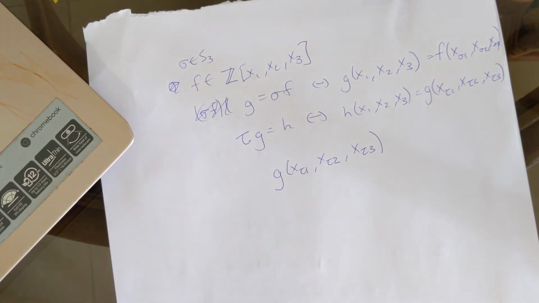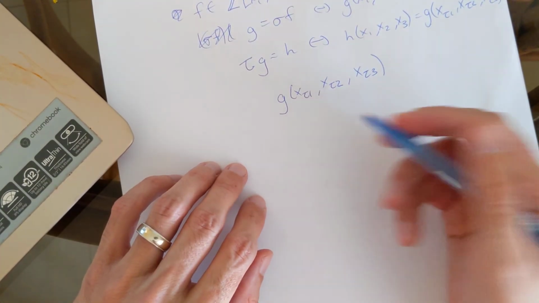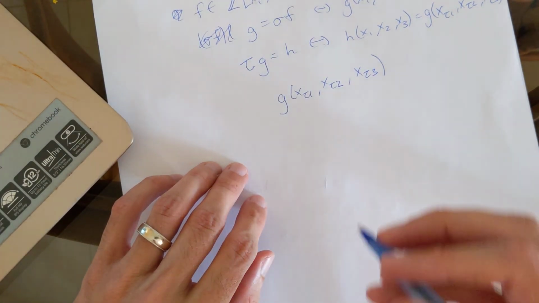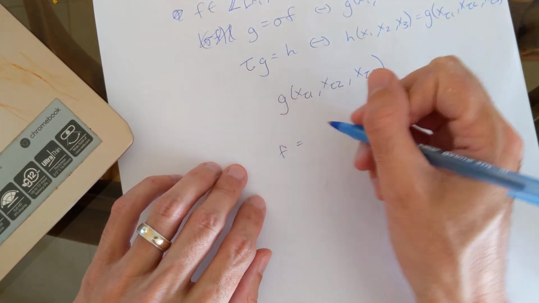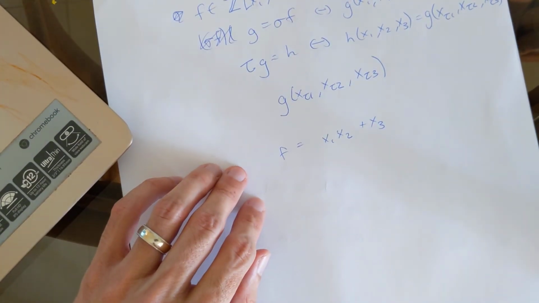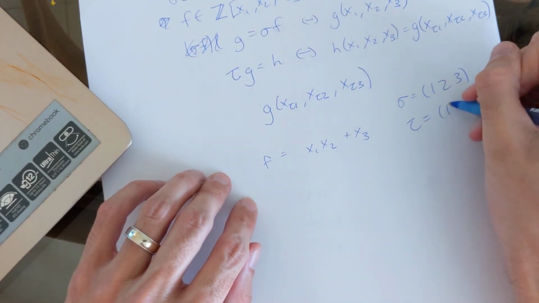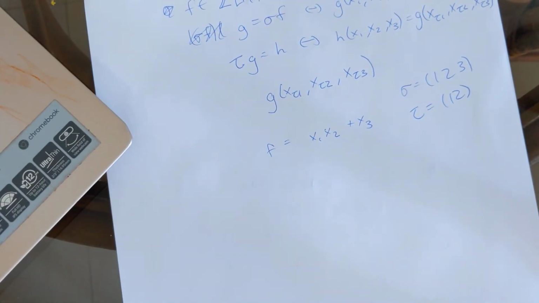Okay, so let's just try it on our example, just to clarify things a little bit to see what happens. But sometimes you just have to see what happens. Okay, so our example was f equals x1, x2 plus x3. Now let's try sigma equals (1 2 3). Let's try tau equals (1 2).